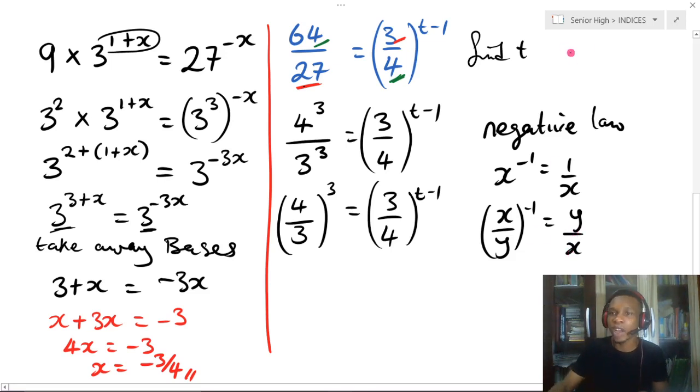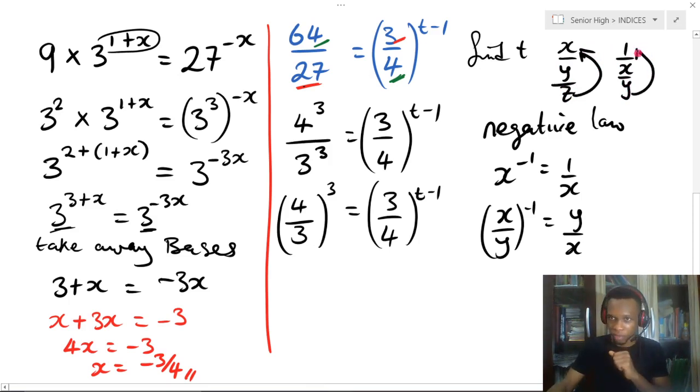But actually, I showed you that if you had a 3-level fractional ladder, something like x over y over z, this z can come up. Or if it was 1 over x over y, this y can come up. And in this case, the z will multiply x, so it will be xz over y. For this case, it will be 1 times y, which is just y over x. So everything I've just shown here, we'll work with it.